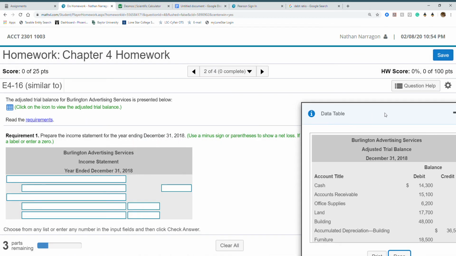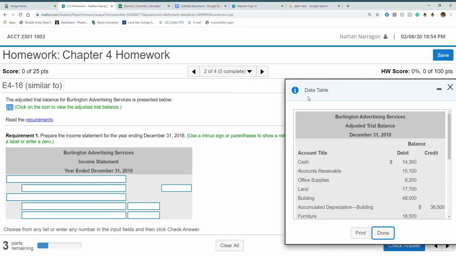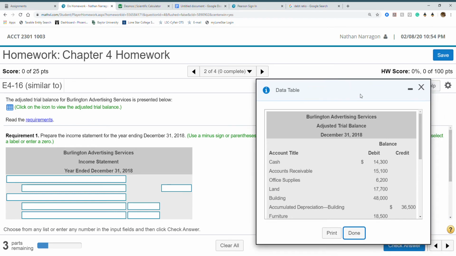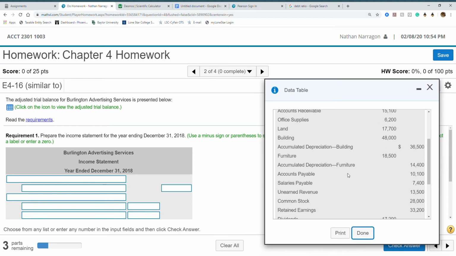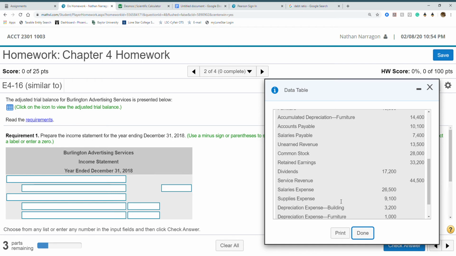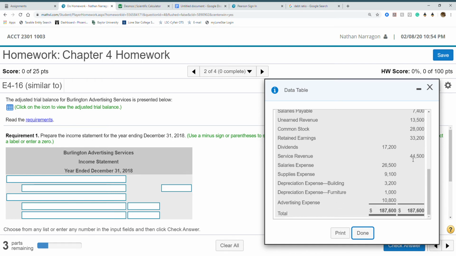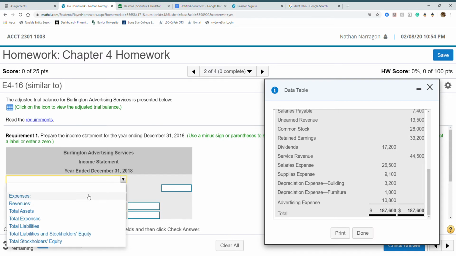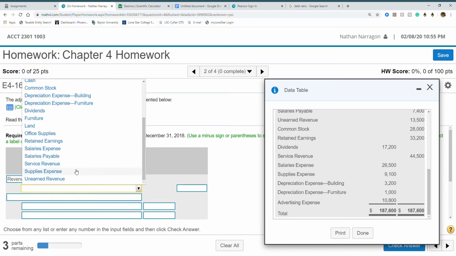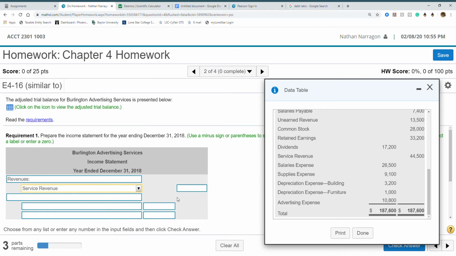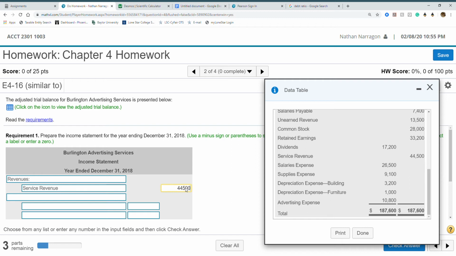So let's go ahead and do this. I'm going to put the trial balance over here. And remember this, the first statement always goes with income statement. And that's always the bottom half of the trial balance. So starting out with the revenue. So again, revenue always first. And then we go find service revenue. And using the number on our trial balance, all we have to do is enter it.